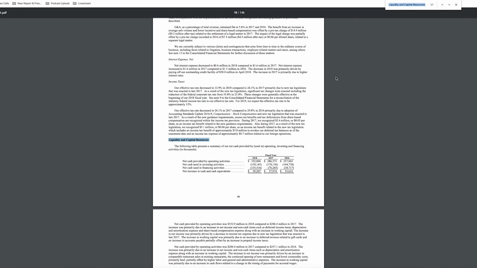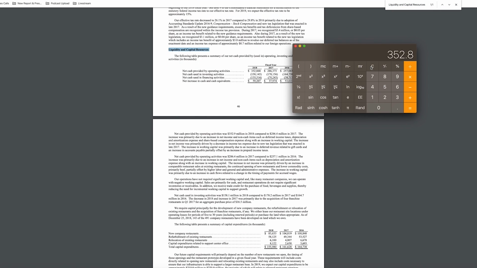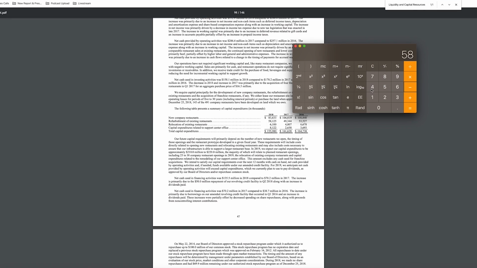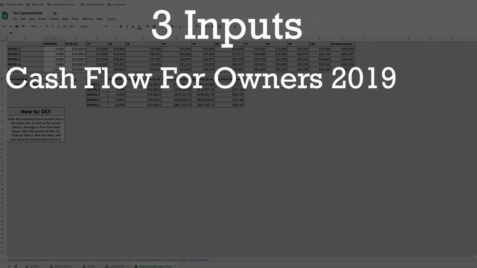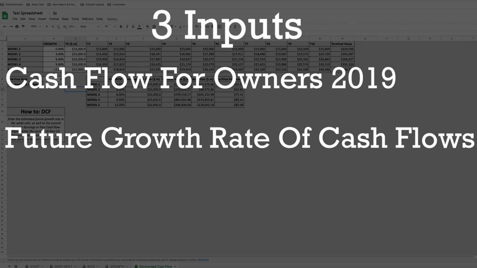Cash flow for owners is a cash number calculated from the financial statements of a business. It is operating cash flow minus maintenance capital expenditure. Simply put, it is the cash left over after the normal business operations and after maintaining and restoring machinery, buildings, and equipment to their normal working order. Our job is to estimate the total amount of cash flow for owners that a business will generate in the future, and to do this, we use what's called a discounted cash flow. The discounted cash flow allows us to find the total amount of cash a business will return to us in the future, and it requires just 3 inputs: cash flow for owners in the previous year, the future growth rate of those cash flows, and a discount rate.